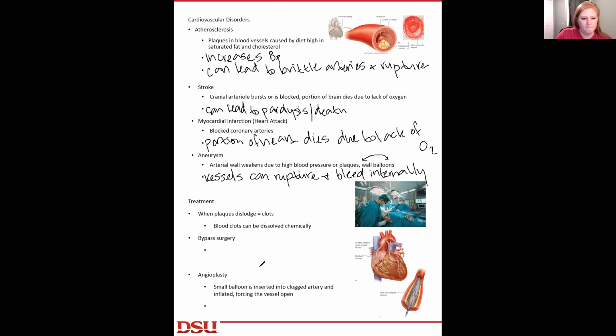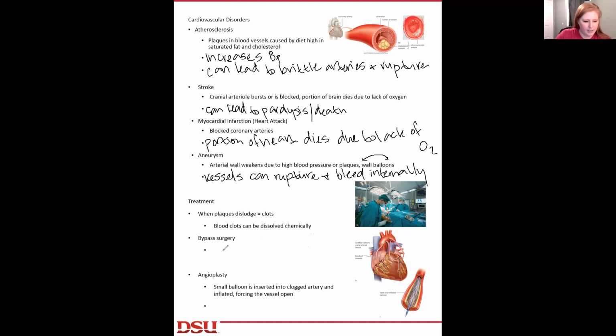Okay, treatment. When plaques dislodge, you can end up with blood clots. Blood clots can be dissolved chemically. Sometimes they'll put you on blood thinners to try to keep that from getting bigger, sometimes to help dissolve it, and just to keep the blood moving through all the different organs and all the different vessels without that clot getting caught.